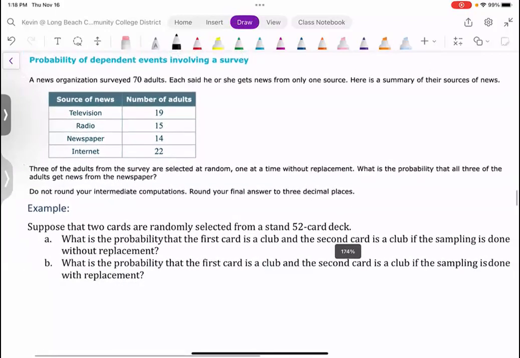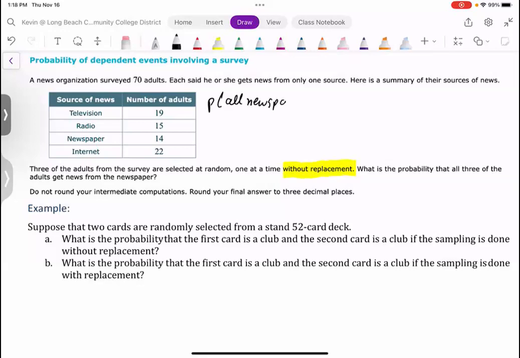The question says 3 of the adults in the survey are selected at random, one at a time without replacement. Now that is important to know, that there's no replacement. Meaning once one is chosen, they are removed from being eligible of being chosen again. What is the probability that all 3 of the adults get news from the newspaper? Ooh, let's see. This is all newspaper. I haven't read a newspaper in a very long time.